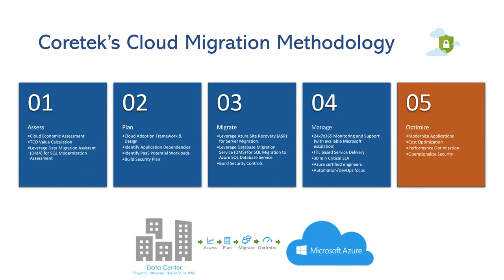And then the fifth is optimize. So we break down optimize into modernizing applications, cost optimization, performance optimization, and then operationalizing security. So all things that need to be constantly looked at, and considerations need to be taken, because Azure's constantly releasing new tools, new features, new services that can allow you to adapt and even fine tune or achieve new levels of performance or security or cost optimization.